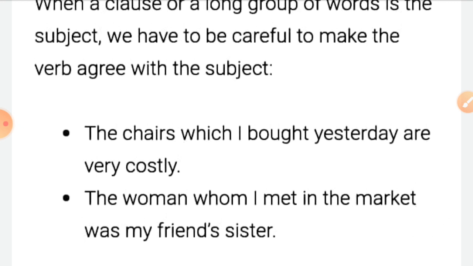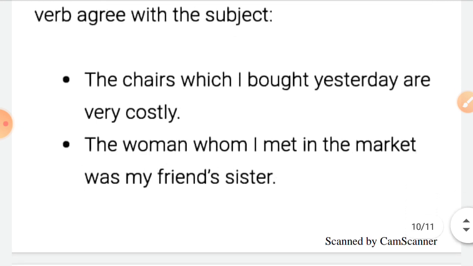Now you have to notice whether the noun is singular or plural, and then make the verb singular or plural and agree with the noun. Okay, so don't get confused if you see long sentences in your examinations. Instead, focus on which is the noun over here, is it singular or plural, and then write the verb accordingly or fill in the sentences accordingly.